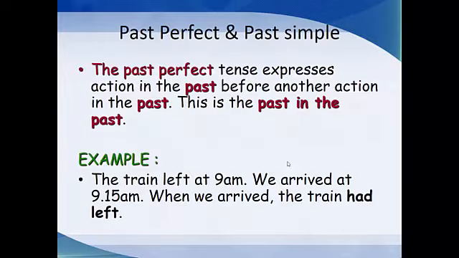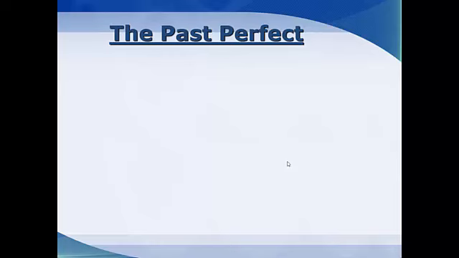Here, the past perfect and past simple. Of course, you know that the past simple tense expresses an action in the past before another action in the past also. This is the past in the past. Example, the train left at 9 a.m. We arrived at 9:15 a.m. When we arrived, the train had left. So, the train had left already, and this is the first action, then we arrived.